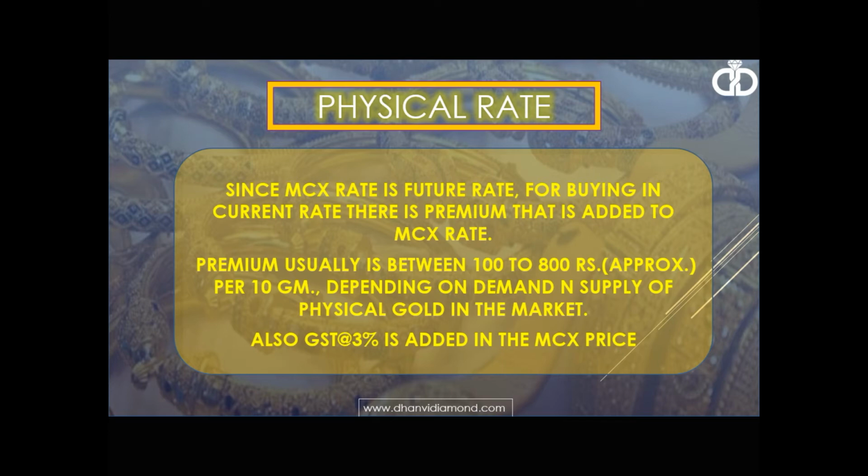Premium is usually between 100 to 800 rupees in the physical market. But sometimes when the demand is very high and supply is very low, the premium could jump up to 2000 rupees. But that is in absolute cases. That doesn't happen on a regular basis. Also, what is added to the physical rate is 3% GST.